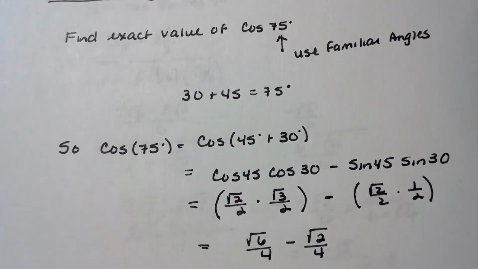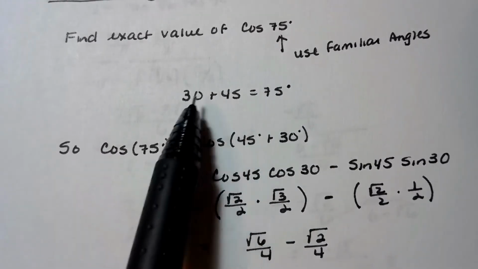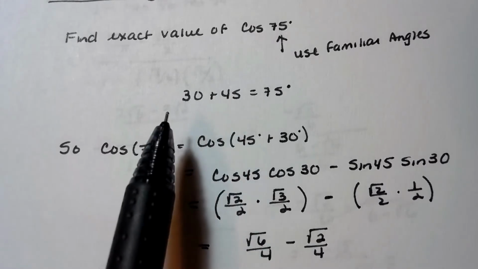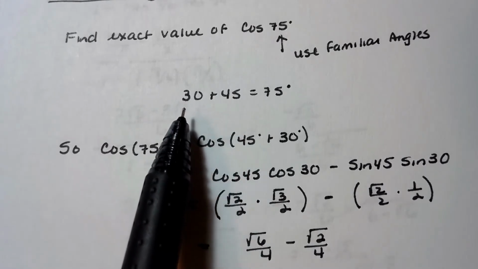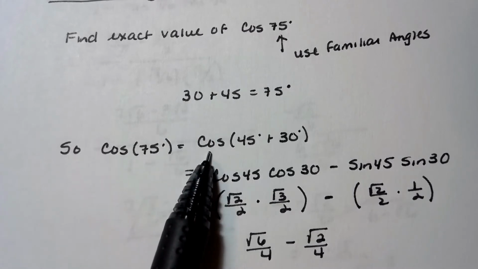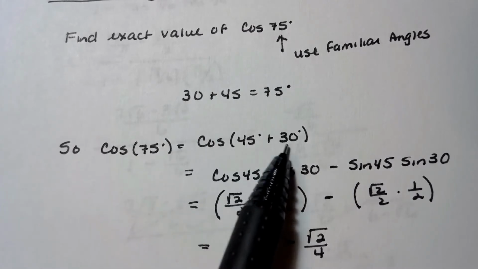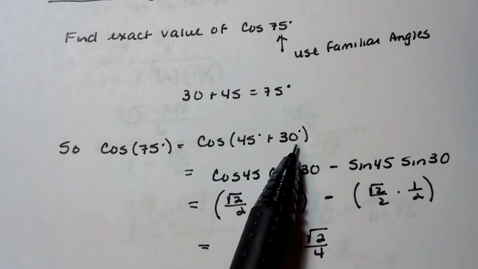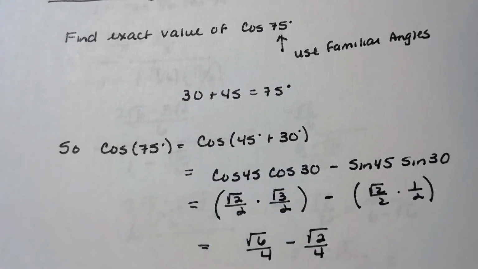So what I could think of is 30 plus 45. Why? Because we know what the cosine of 30 and the cosine of 45 are, so that's going to make our life easy. So I'm going to say the cosine of 75 degrees can be rewritten as the cosine of 30 plus 45, or in my case I put 45 first plus 30. It doesn't matter how you put them in there.